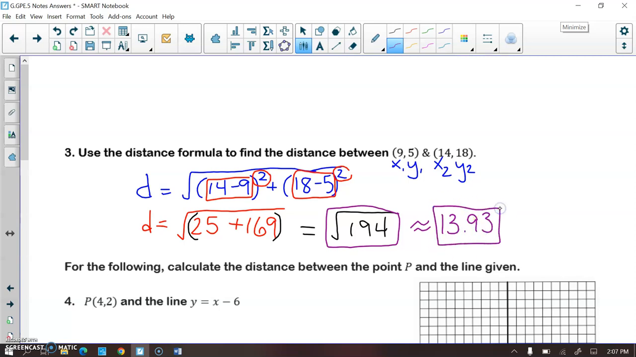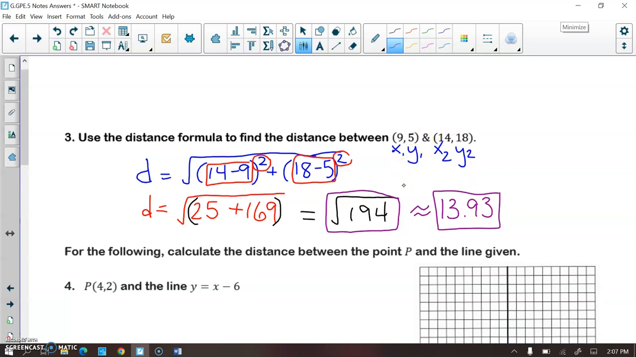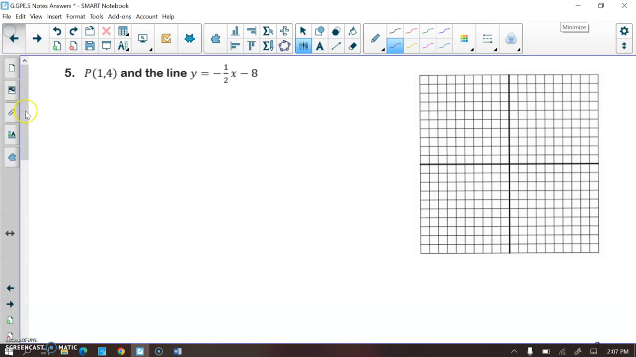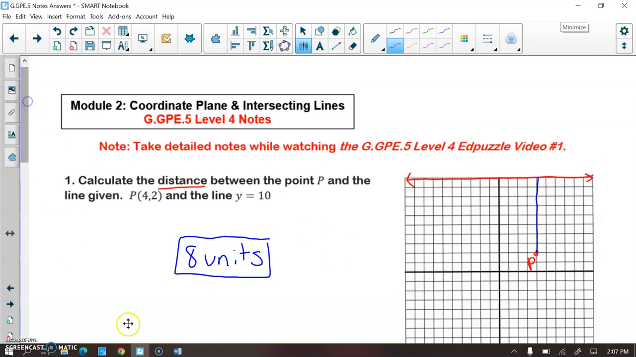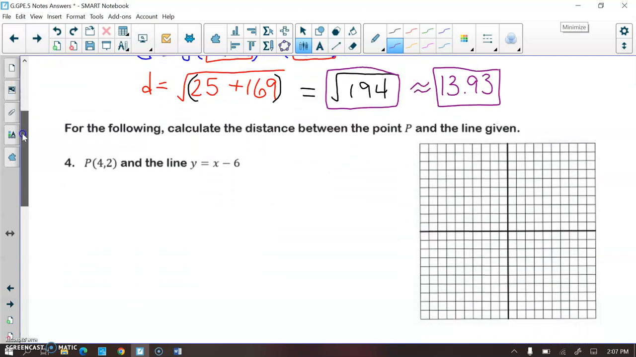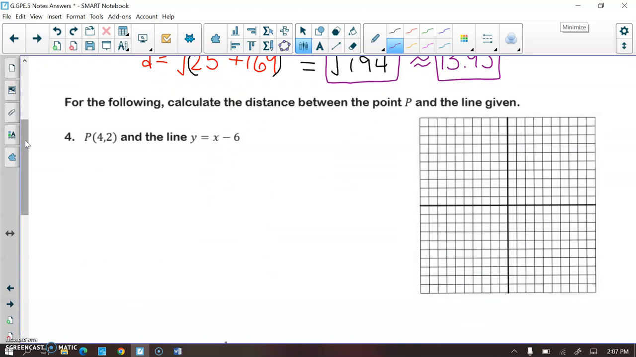All right, so moving on to number 4 and 5, which was pretty similar to number 1. However, this time we won't be able to count the distance. So it's going to be a little more complicated and a little more work, but let's go ahead and get started. So we want to find the distance between point P, which is at 4, 2, so I'm plotting that right now, and the line y is equal to x minus 6.